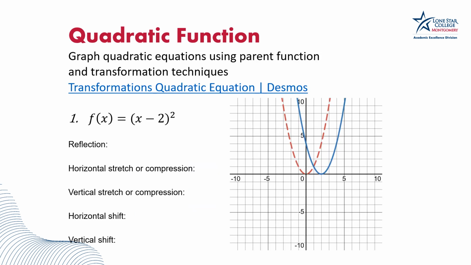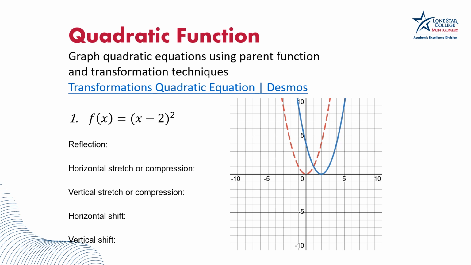Sometimes there are what's called transformations that happen to certain functions. How you would describe it depends on what the transformation is. The different types of transformations are reflections, which would be across the x-axis or y-axis, a horizontal or vertical stretch, and a horizontal or vertical shift.